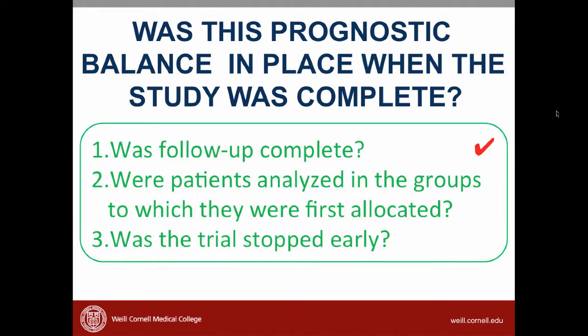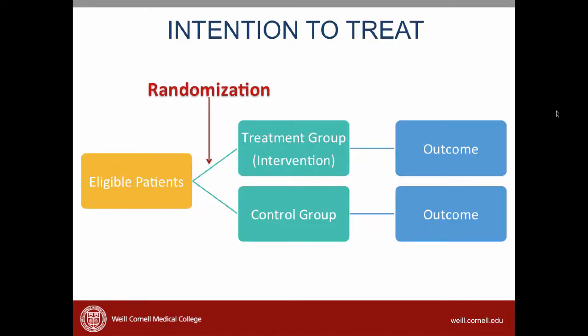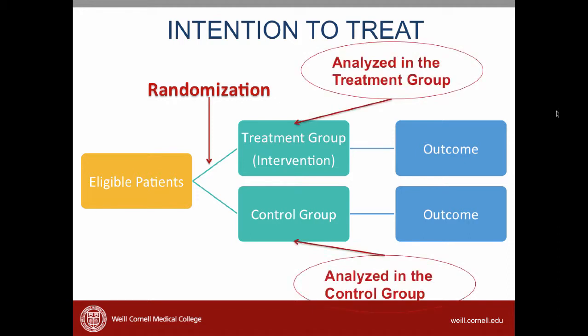The next question is, were patients analyzed in the groups to which they were first allocated? This refers to a term called intention-to-treat analysis. Intention-to-treat analysis is a really important concept. Remember, the power of a randomized controlled trial is that patients are randomly assigned to the treatment group or the control group. The randomization reduces a lot of bias in the study. As a result, you have to analyze patients in the groups that they were randomized to.